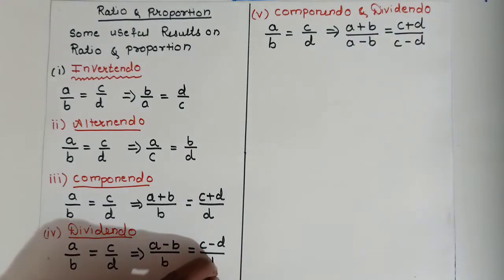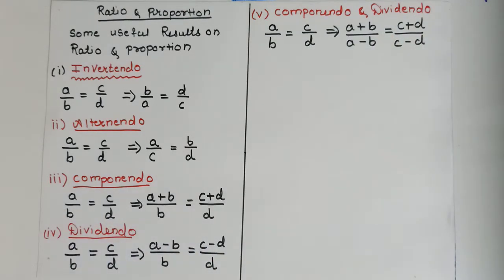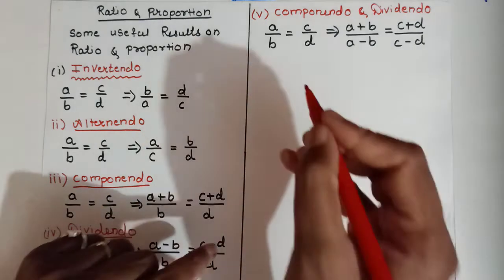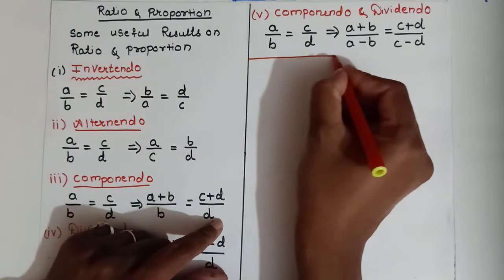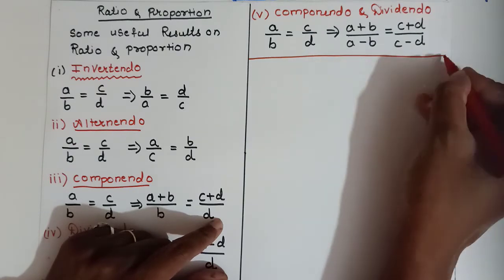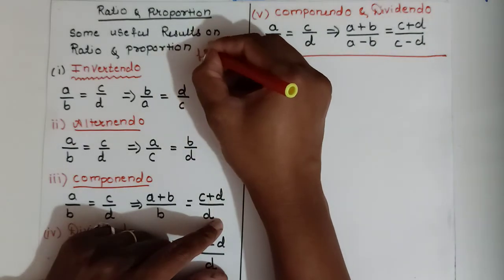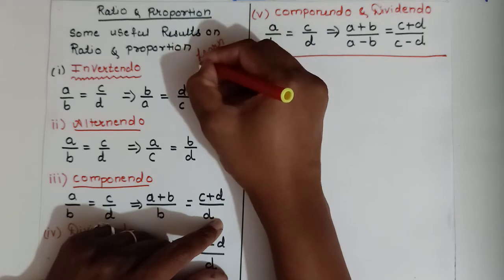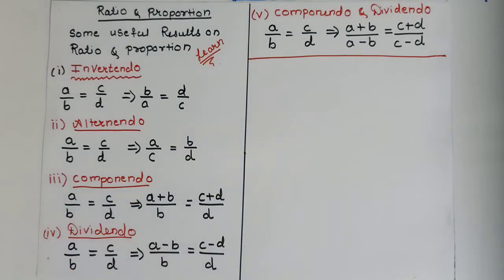So this is your componendo and dividendo property. All these properties are very important, so you have to learn all of them. If you do not learn these properties, it will be difficult for you to solve the exercise problems. Before starting with the exercise problems, your very first task is to learn all these properties and understand each of them thoroughly.